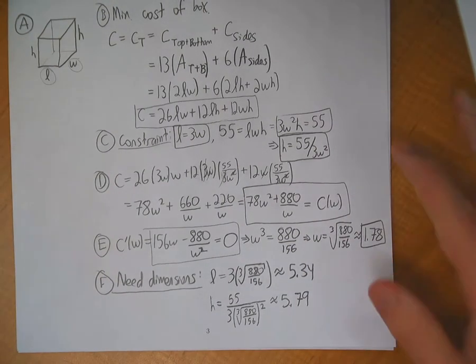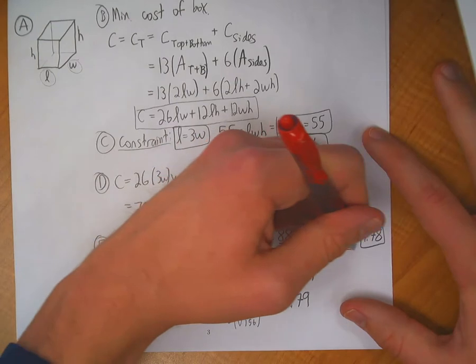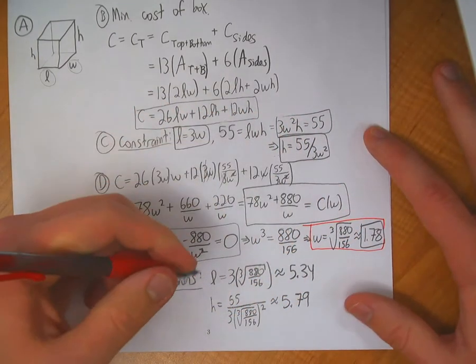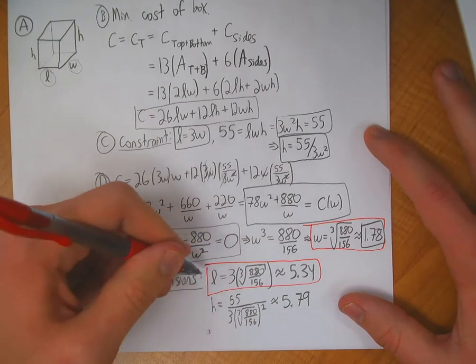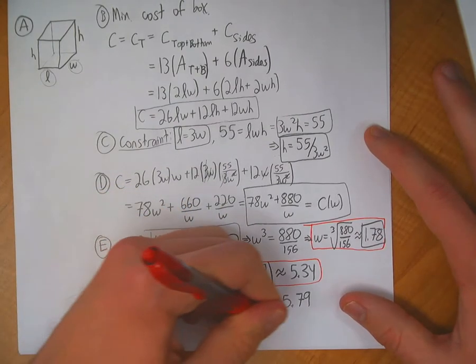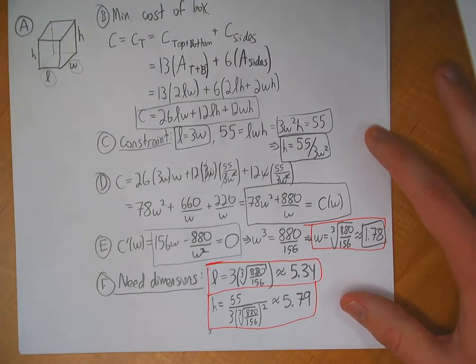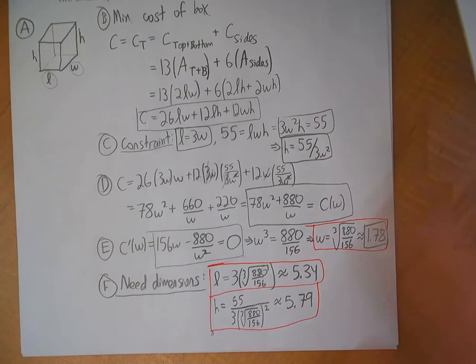Okay, so those are our dimensions that minimize the cost. So W is approximately 1.78, L is approximately 5.34, and H is approximately 5.79. Okay, so that's example 2. So any questions on that before we move on to example 3?